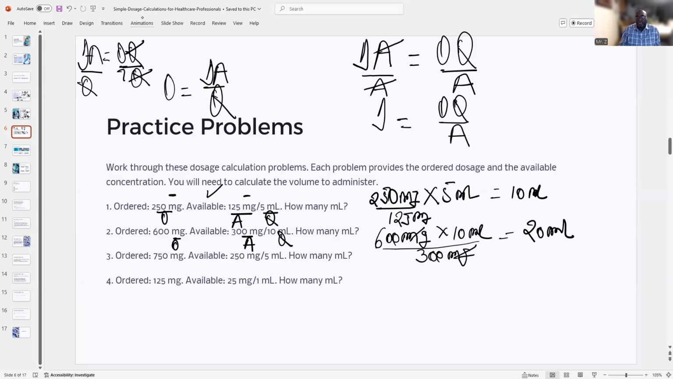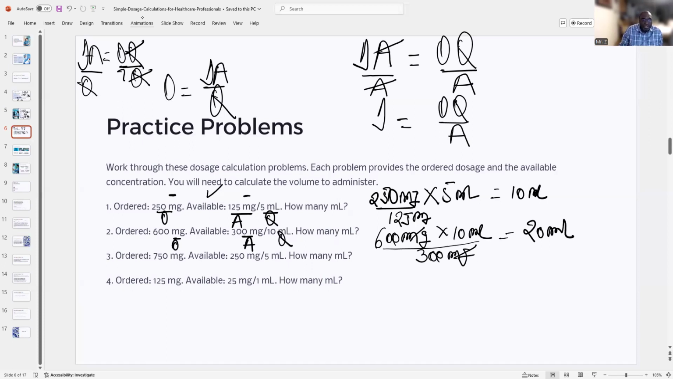milliliter. But also remember, if you do the other way, your order divided by concentration, it means what? You're going to have 300 divided by 10, which is your concentration. It gives you 30. And when you do 600 divided by 30, you're still going to get 20. I just want you to know both sides.